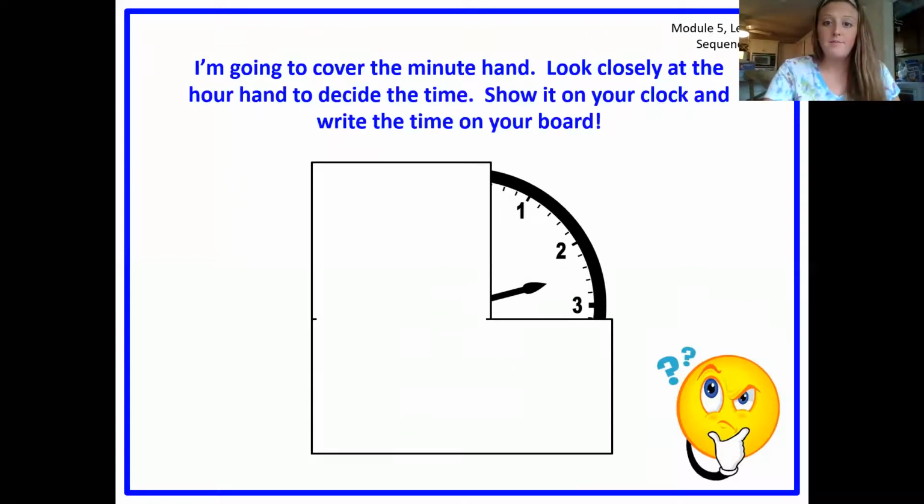So let's try another one. Ooh, now my hour hand seems to have moved halfway between the 2 and the 3. So where's my minute hand going to be?